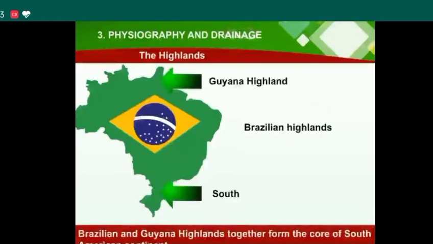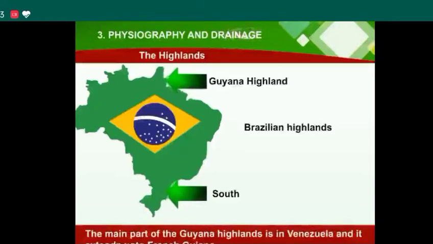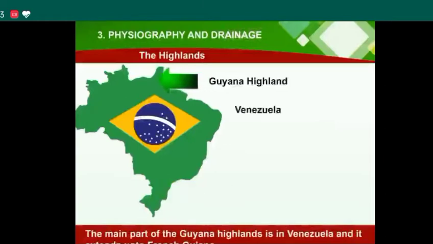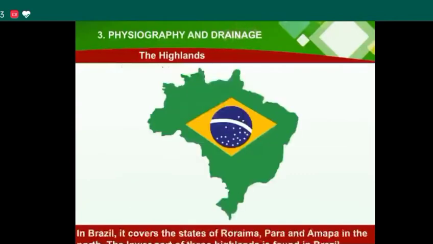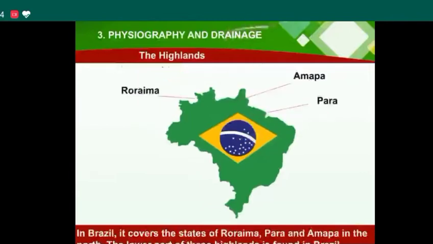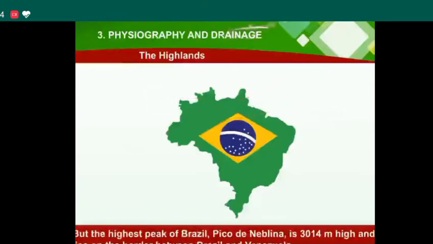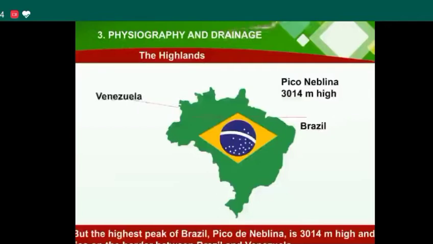Brazilian and Guiana highlands together form the core of the South American continent. The main part of the Guiana highland is in Venezuela and it extends up to French Guiana. In Brazil, it covers the states of Roraima, Pará and Amapá in the north. The lower part of these highlands is found in Brazil, but the highest peak of Brazil, Pico de Neblina, is 3014 meters high and lies on the border between Brazil and Venezuela.